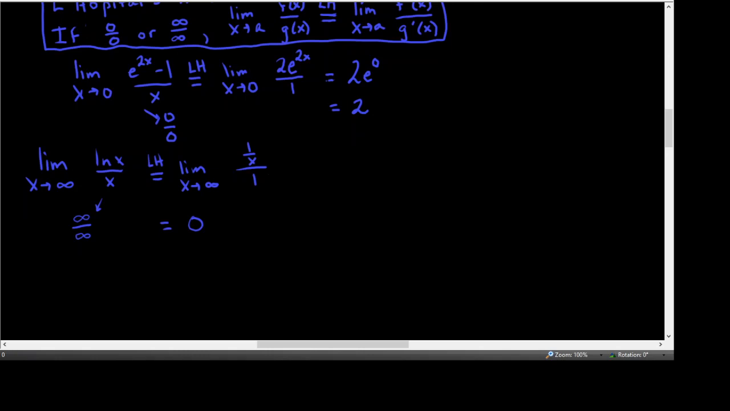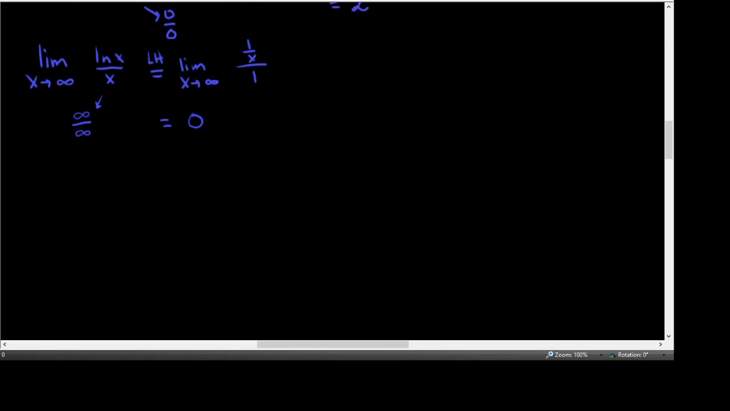There are a number of other indeterminate forms that we will encounter besides 0 over 0 and infinity over infinity. Let me write this down. Indeterminate forms. Of course, 0 over 0, infinity over infinity, and all the variations of that where one or more of those infinities is negative infinity.